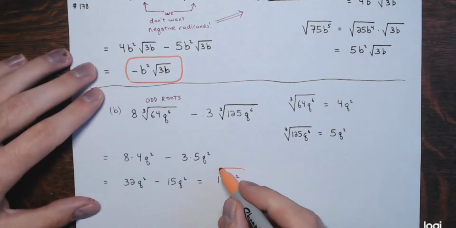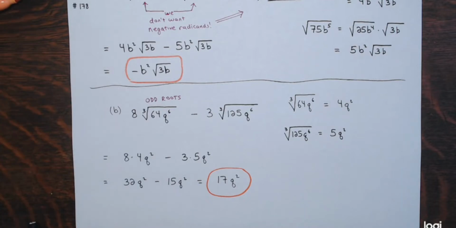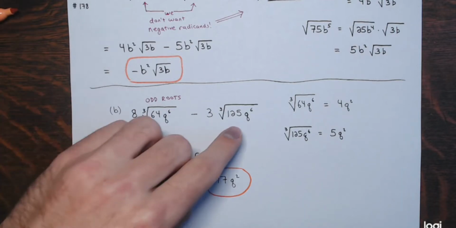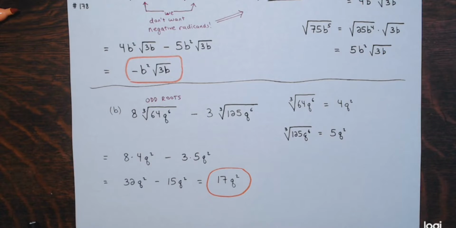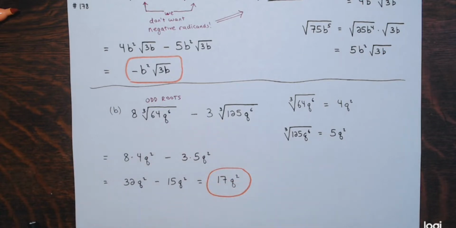Alright, and once again, I leave it to you to check. If you want to test this out, replace q with any number you want in the original expression and in this final expression, and they'll both give you the same result. So if q were 1, the original expression and the final expression would both be equal to 17. And so on. I leave it to you to check. Great.